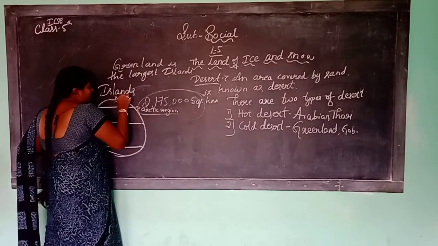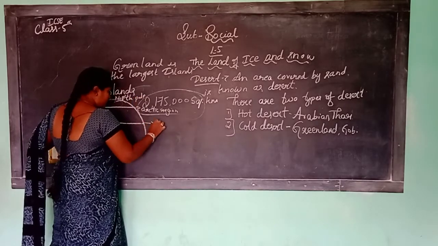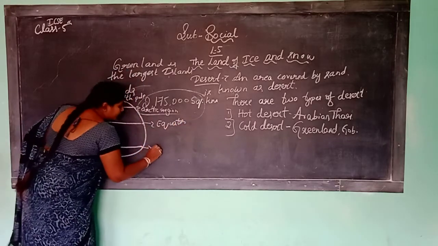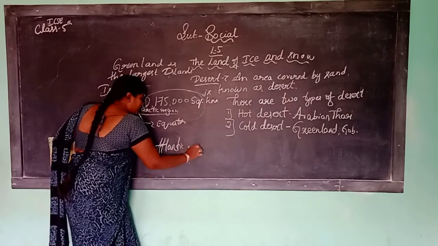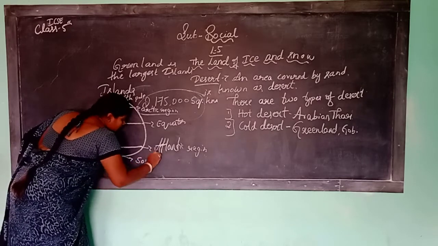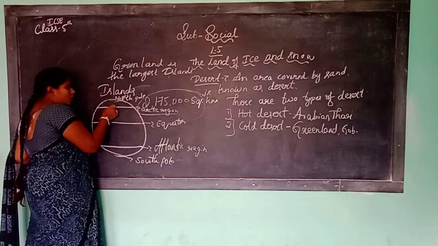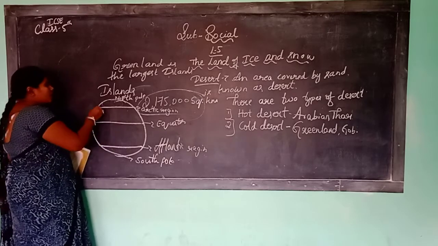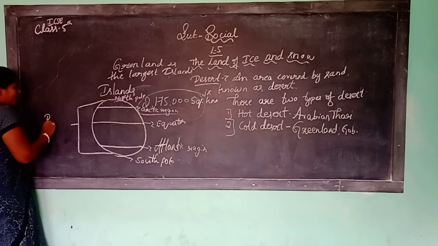This is the North Pole. This is the equator. This is the Antarctic region. Towards the bottom is the South Pole. So from the North Pole to the Arctic Circle and from the Antarctic region to the South Pole, this region is known as the polar region.